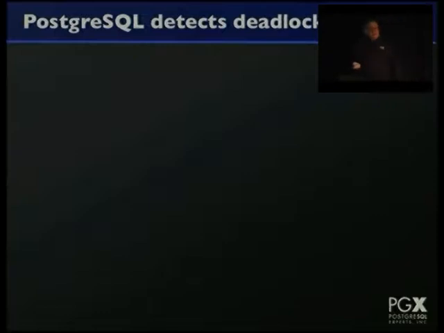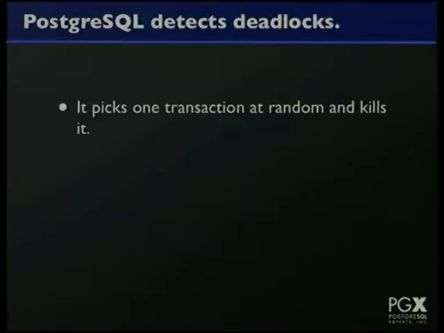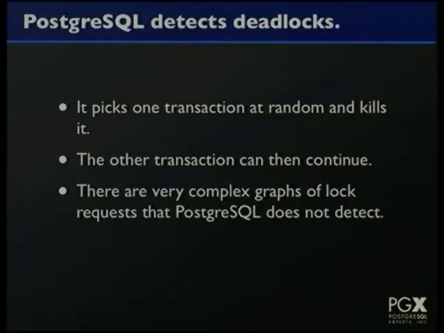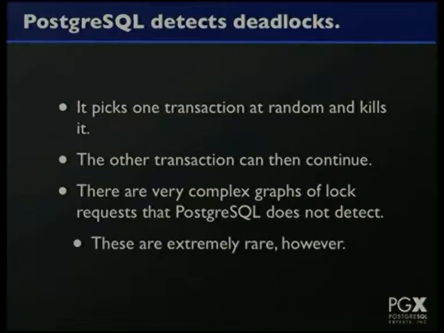PostgreSQL does have a deadlock detector because every real database has to have one. And the way it solves this problem is it picks one transaction at random and just kills it, and the other one goes forward. It generates an error in the log, of course, that this happened, and the client gets an error back. And so the other transaction now can continue because when the victim transaction died, it released its locks. There are complex graphs of these lock requests that can have cycles in them that Postgres can't detect, but those are actually quite rare. So it does happen, but it's very, very rare.